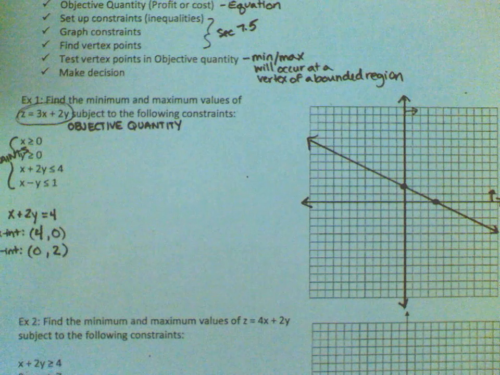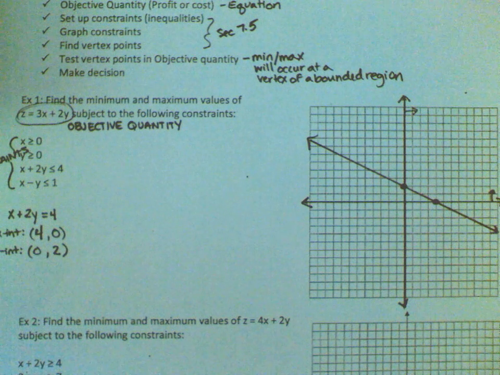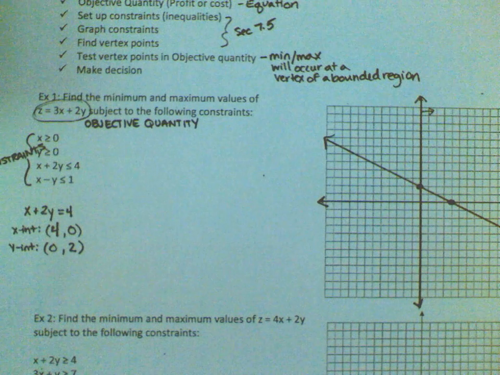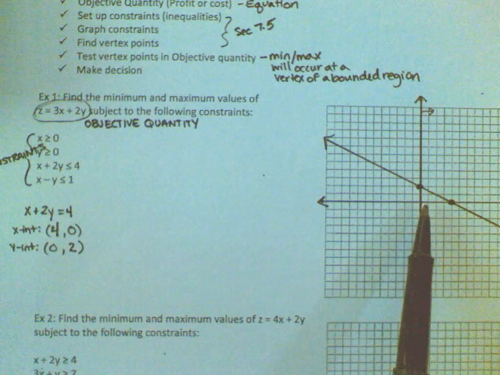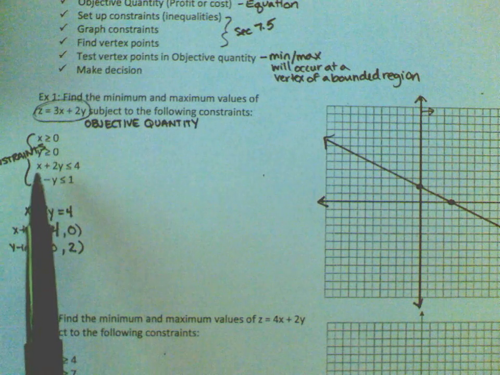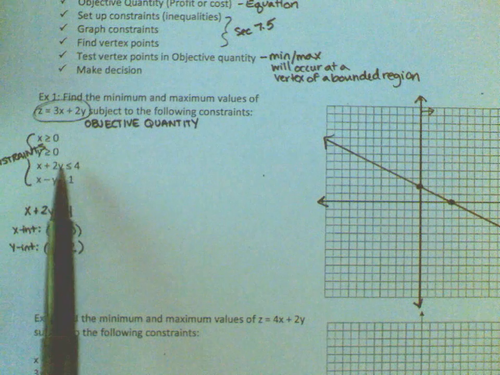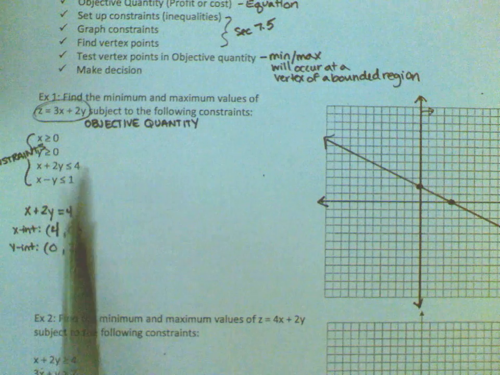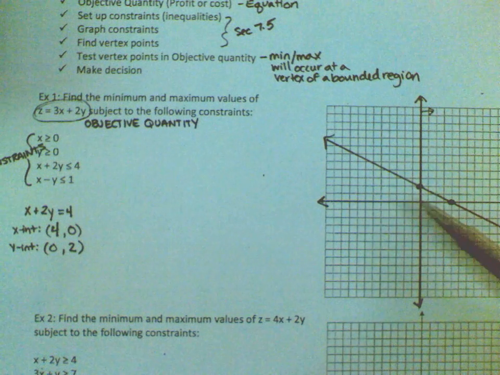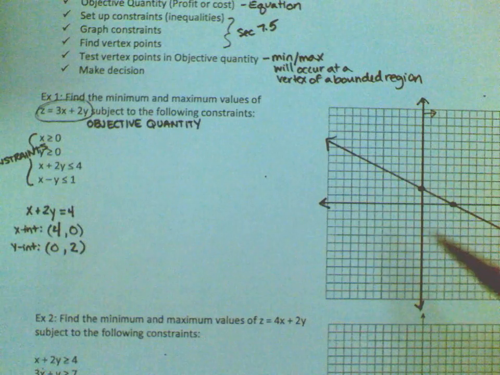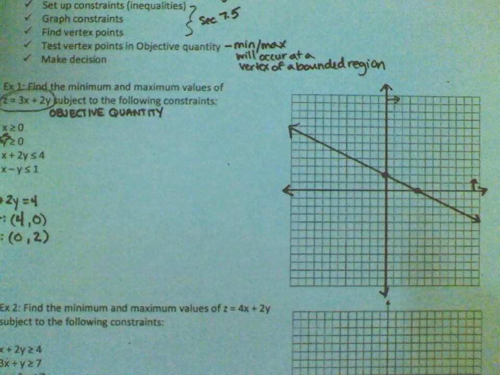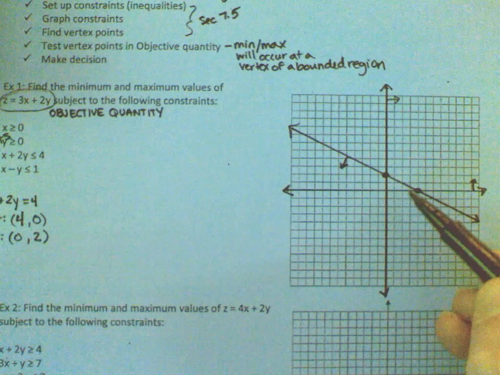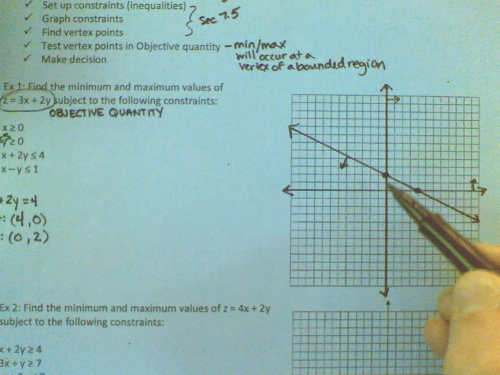Now, to decide where to shade on this one, because it's not y is greater than or y is less than, I would use a test point. A really good, quick, easy test point for me would be 0, 0. So if you plug that into the inequality, 0 plus 2 times 0 is less than or equal to 4. True or false? True. So you want to shade where 0, 0 is. You're shading on this side of the line. Where is your combined solution now? This little triangle right here is the combined solution if I'm keeping track of that.